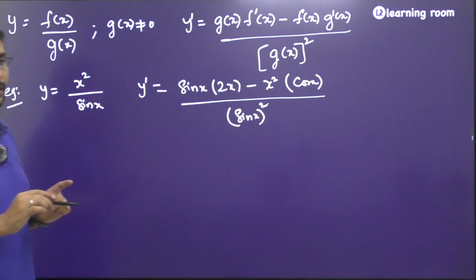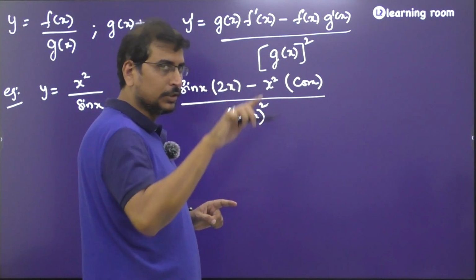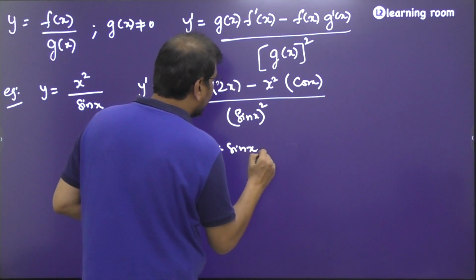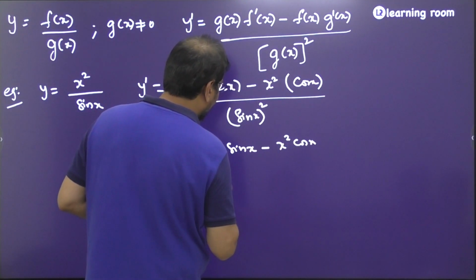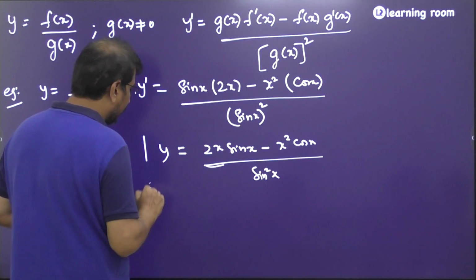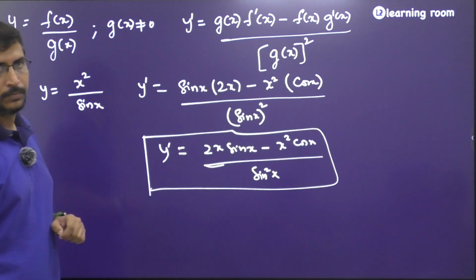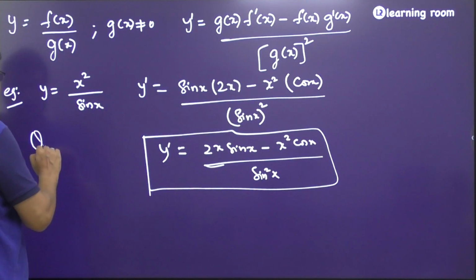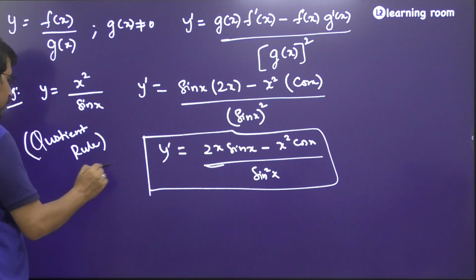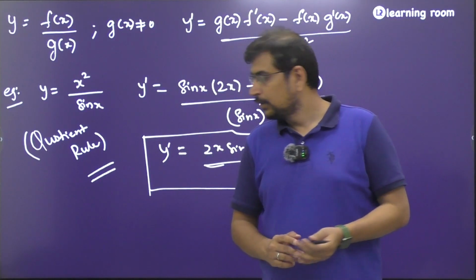Sin x, the whole square is sin square x, not sin x square. You should not square the angle, you should square the function. Okay. So this will be 2x into sin x minus x square into cos x, the whole divided by, call it as sin square x, which is going to be y. Sorry, y dash. I hope it is clear. So what do you call this as? You call this as a quotient rule. So basically you have two rules. What are they? Product rule and the quotient, right? So you can make a note of this.